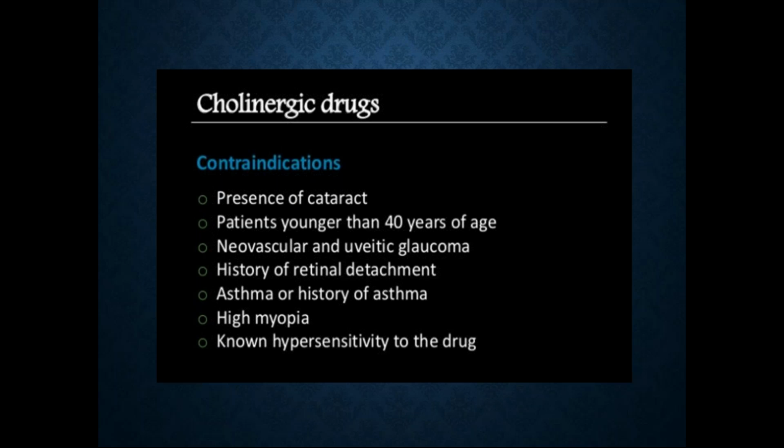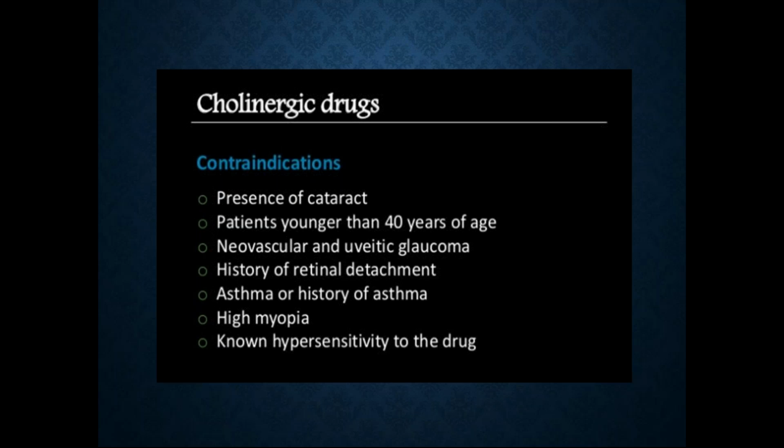Patients younger than 40 years of age, why? Accommodation comes into action. If the patient is less than 40 years of age, there will be a decrease in the near vision. There will be blurred near vision because the pupil constricts and more accommodation comes into action, which is more than required. Also neovascular and uveitic glaucoma, any history of retinal detachment, any history of asthma, then also we are not supposed to give cholinergic drugs.